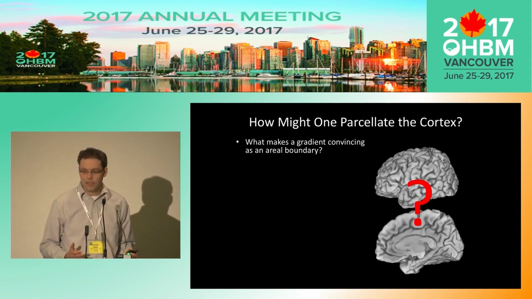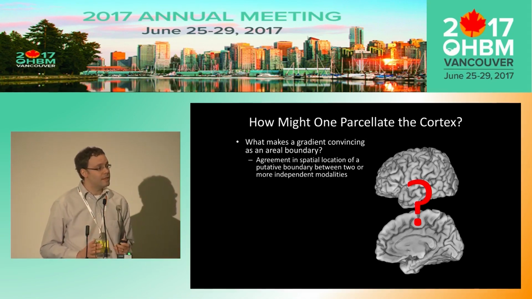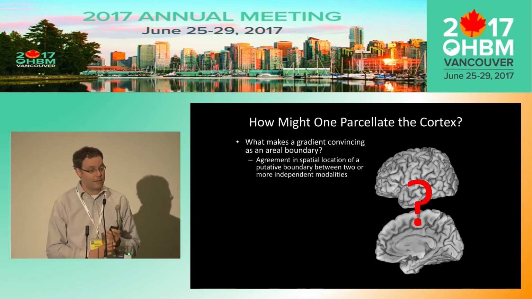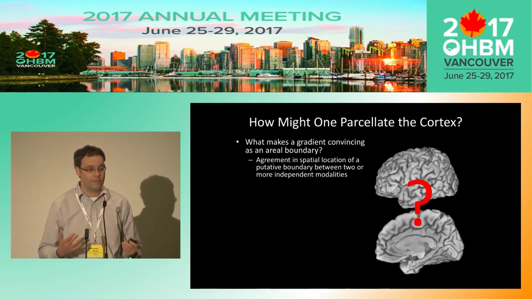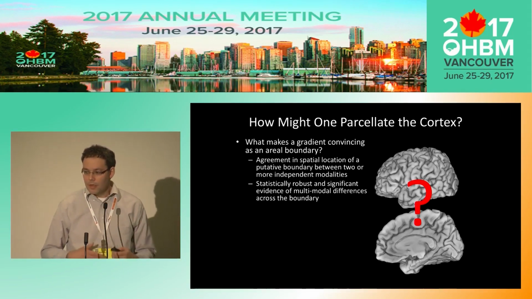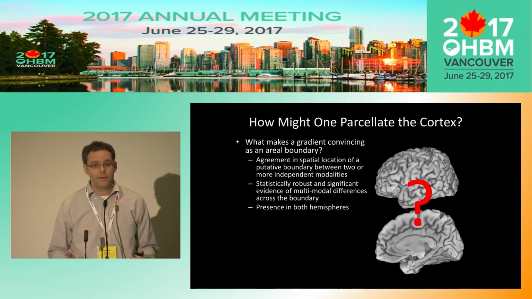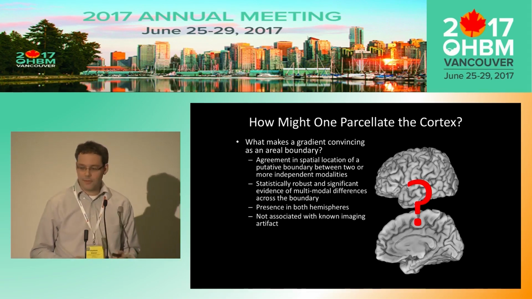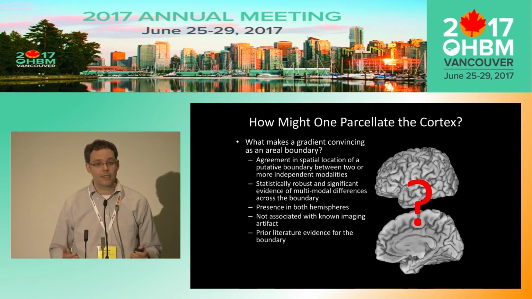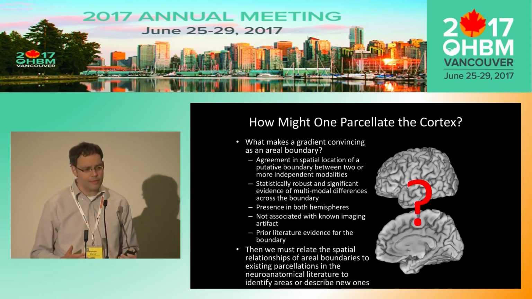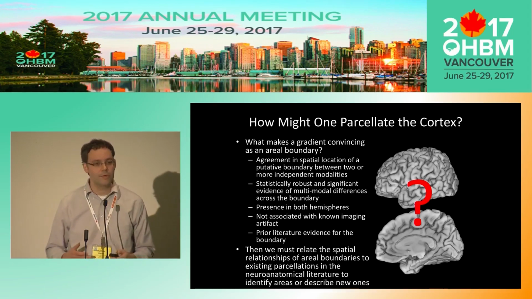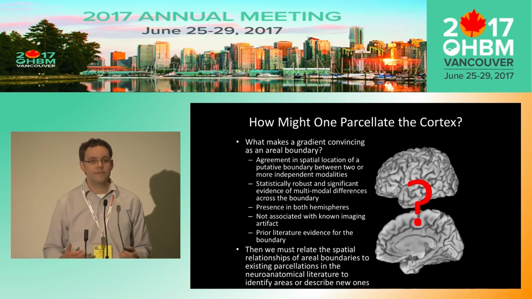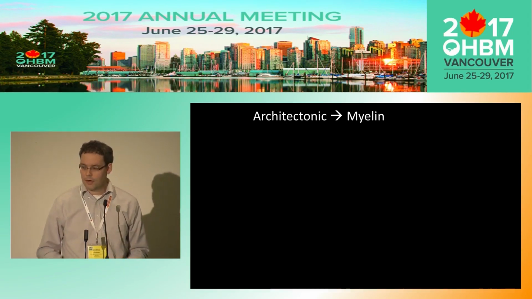But what makes a gradient convincing as an areal boundary? Well, if we've got two independent modalities that are saying that there's a gradient in the same place, to me that's a really strong replication, and it makes me really believe that there's a real boundary there rather than it just being some kind of noise. We want to have statistically significant and robust differences across multiple modalities at the boundaries. If it's present in both hemispheres, it might not have to be present, but if it is, that's kind of an internal replication already. We don't want gradients that come from imaging artifacts. We have prior literature evidence, which gives us more confidence. And once we've decided on the set of boundaries that we want to use, then we want to relate these boundaries to the literature to see which of these areas have already been defined and which are new.